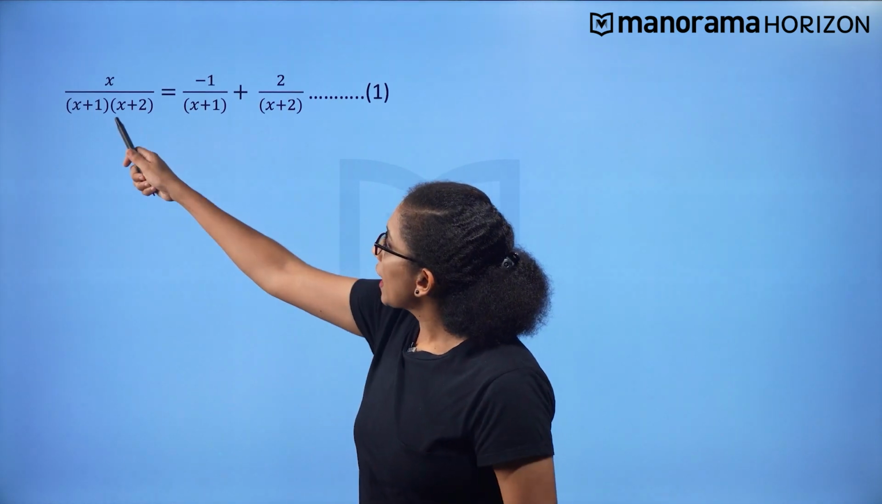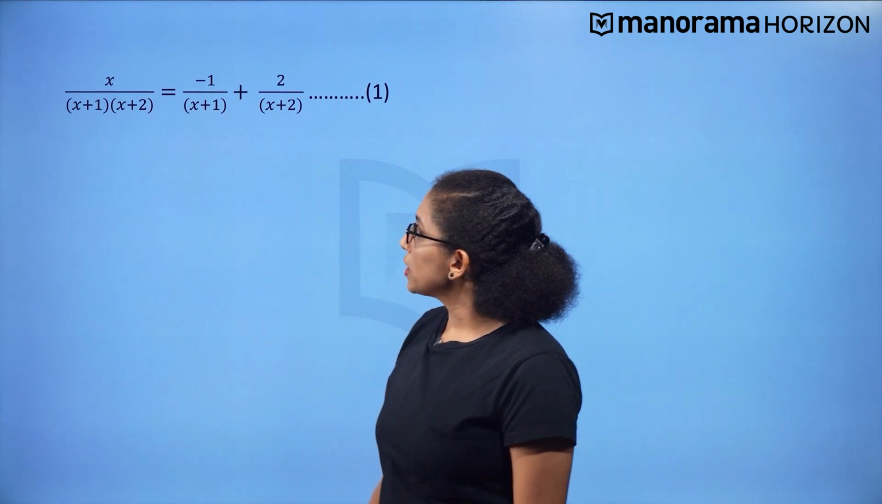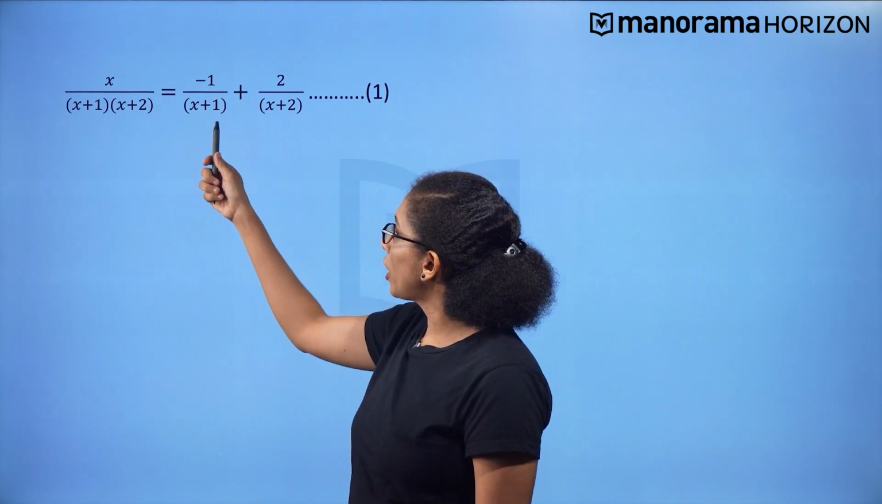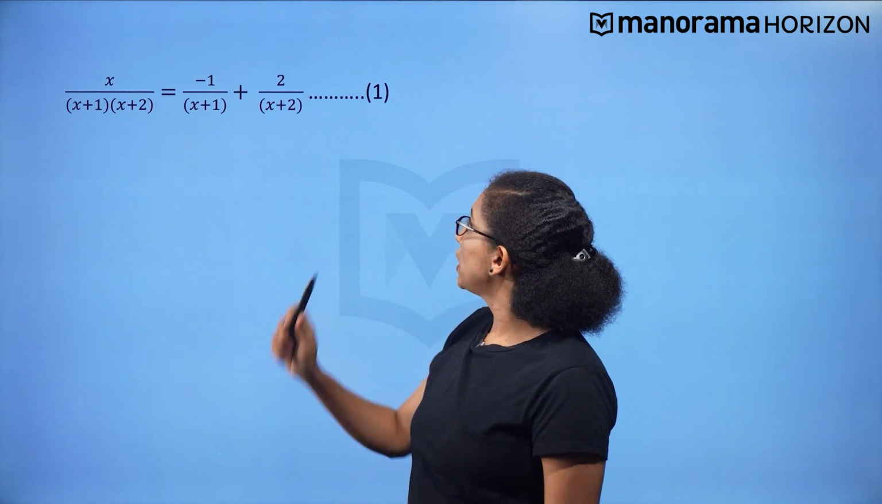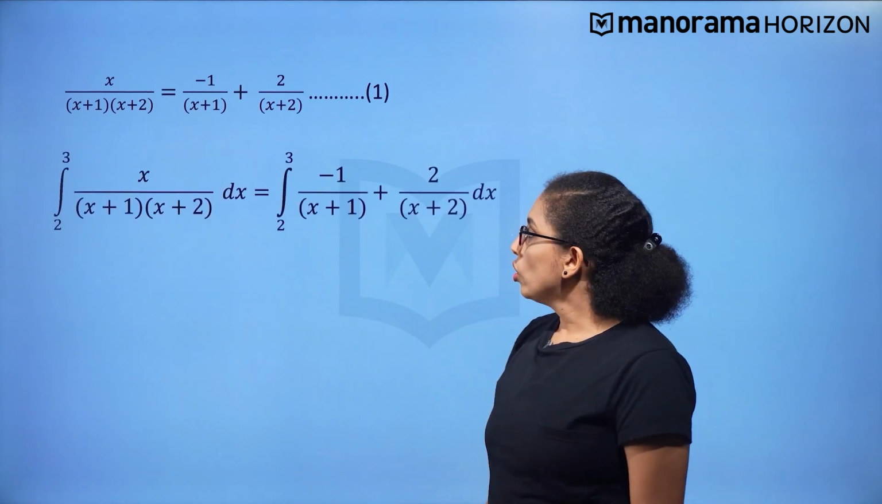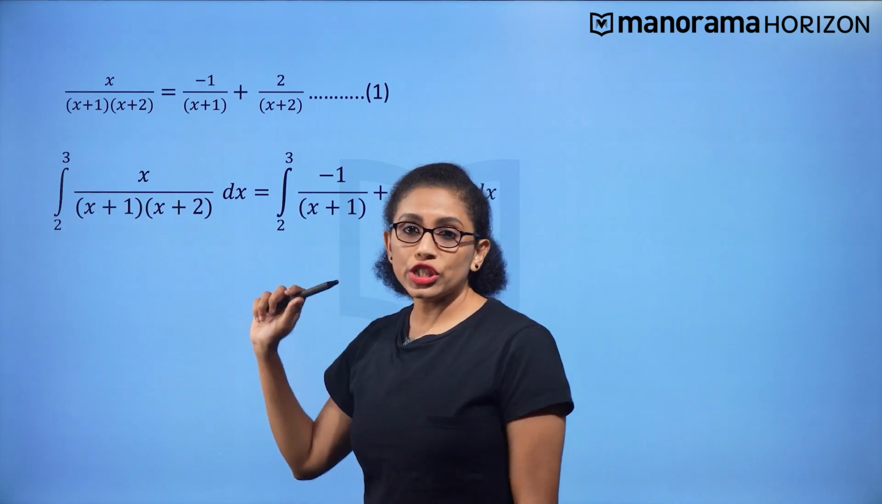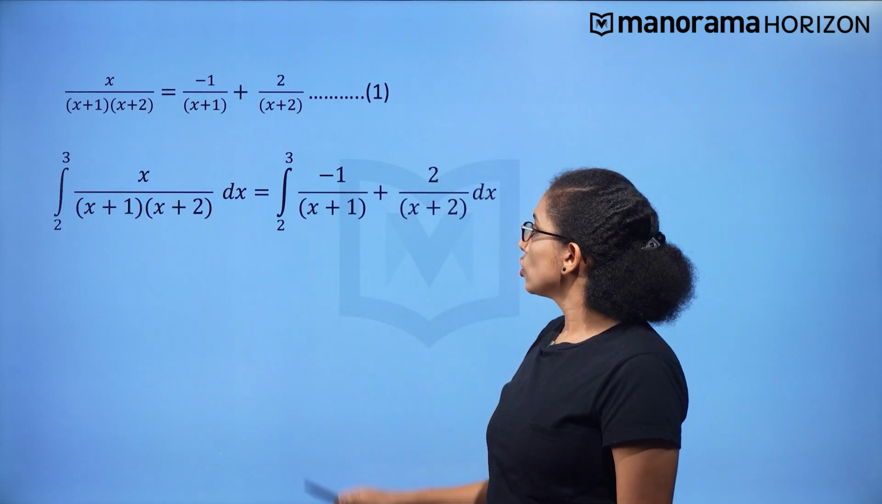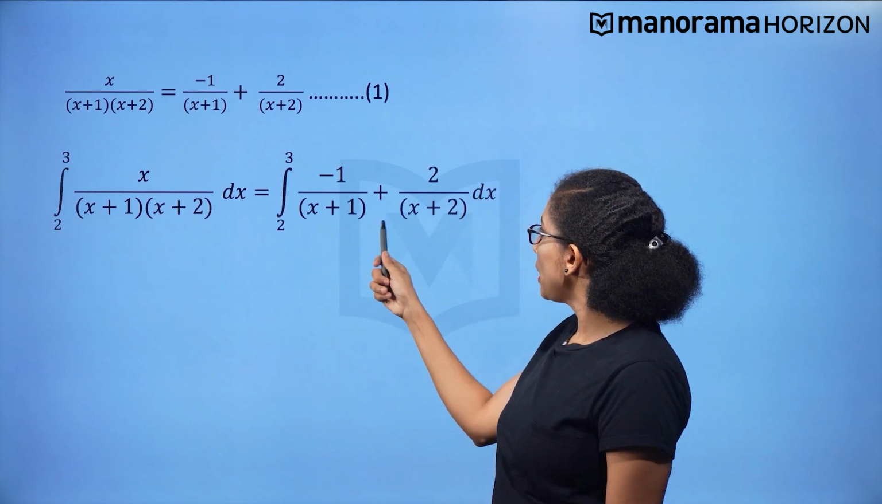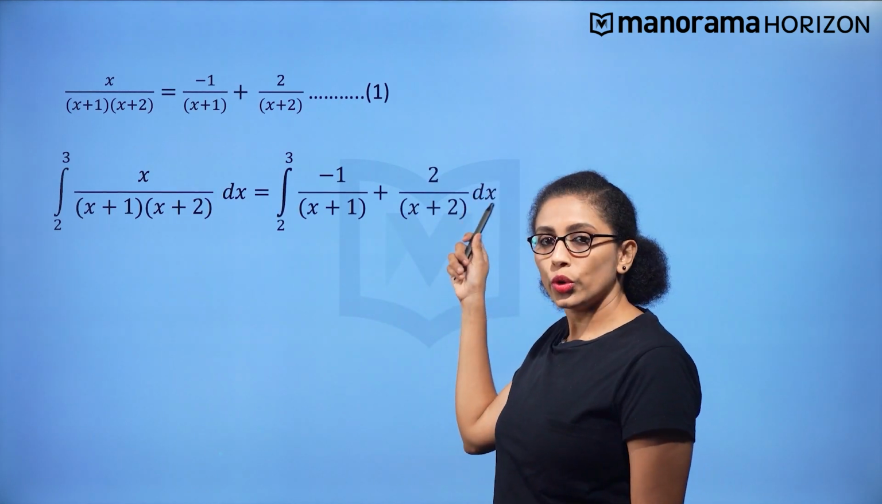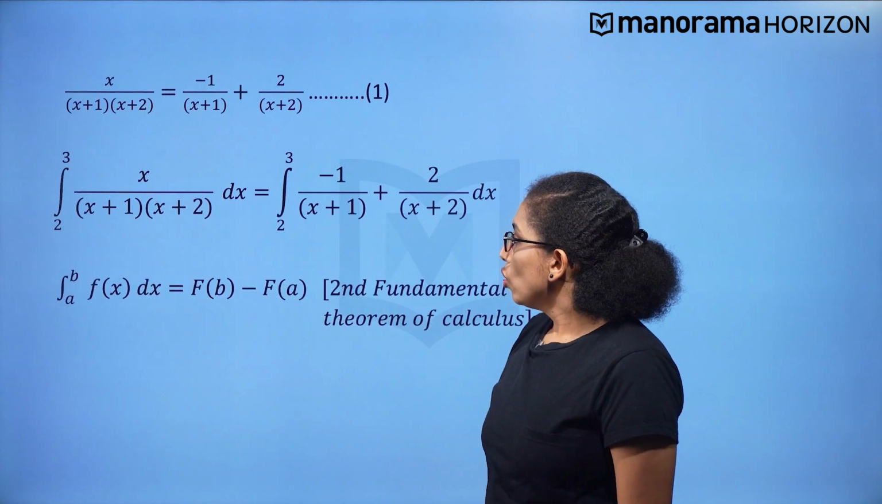That is, x by (x plus 1) into (x plus 2) is equal to the value of a, that is minus 1 by (x plus 1), plus the value of b, which is 2, 2 by (x plus 2). Now, we have to take the integral on both sides. So, this will become integral 2 to 3 of minus 1 by (x plus 1) plus 2 by (x plus 2) dx.